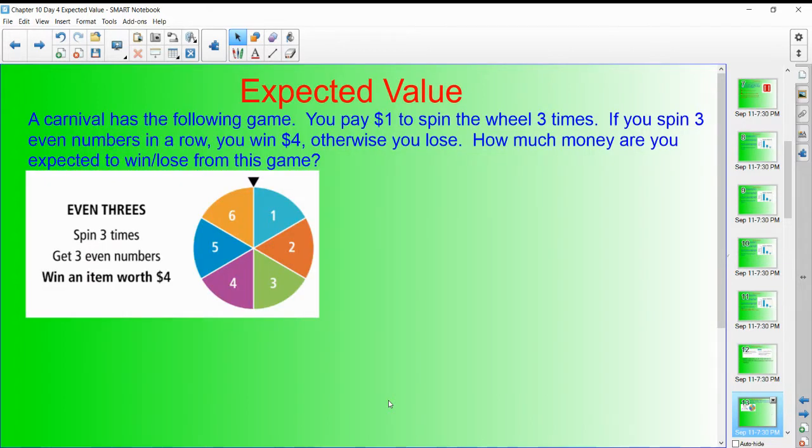So we're going to look at this spinner game. Okay, Carnival's got the following game. You pay $1 to spin the wheel 3 times. If you spin even, and then even, and then even, 3 evens in a row, you win $4. Otherwise, you lose your original $1 and you get to try again later if you want to pay another $1. So how much money are you expected to win or lose from this game?